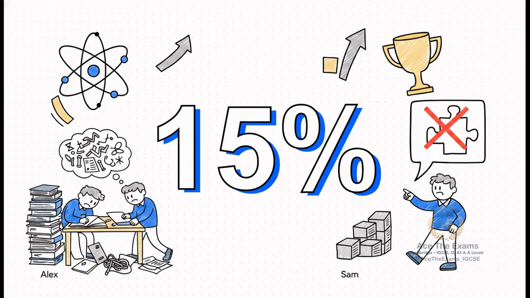Sam genuinely knows the physics, but Sam constantly rushes. Sam completely misses the specific command word requirements in the prompt, losing easy marks despite totally understanding the core concept. By the end of this explainer, you are going to have the exact blueprint to avoid the traps that completely derail Alex and Sam, securing that massive 15% for yourself.